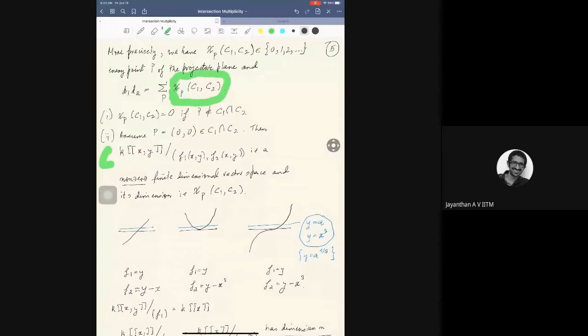But this may keep track of too many points of intersection, and I only want to know what the contribution at the origin is. And so it's better to work with completions. So though localization will do. And it is the dimension of this vector space, which is a completely algebraic object.